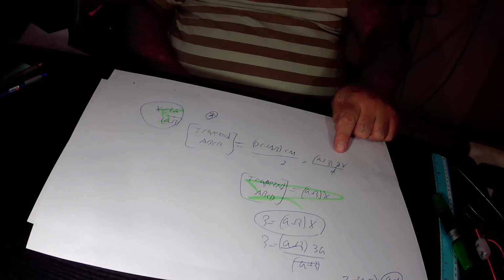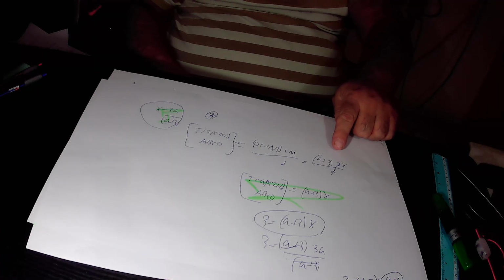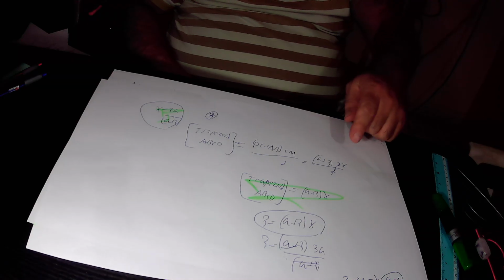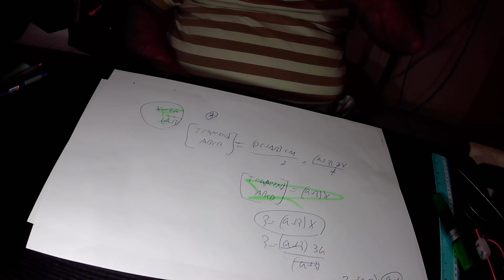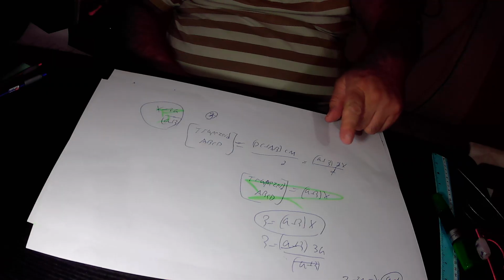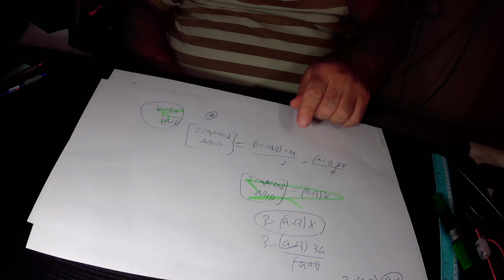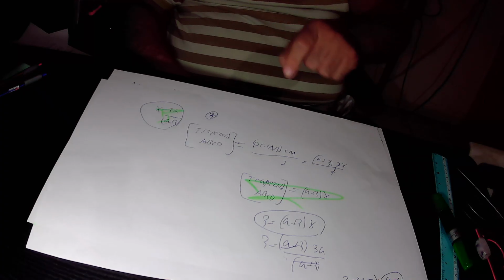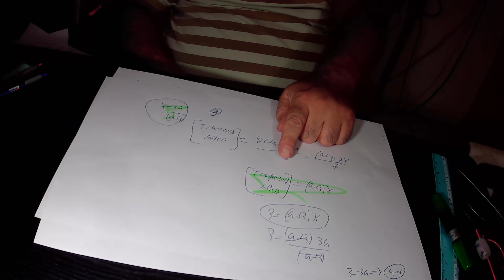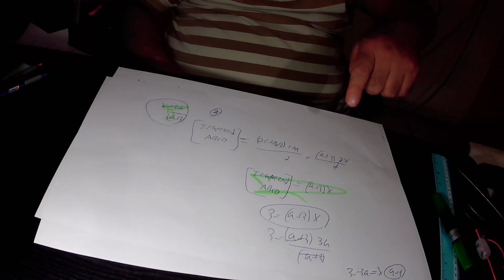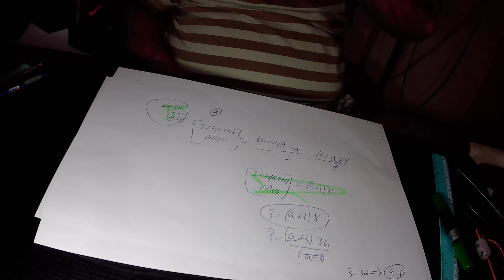We have 2 in the numerator and 2 in the denominator, so 2 gets cancelled, and we have only (a + 3) times x. So in total, the area of trapezoid ABCD equals (a + 3) times x square units in size. But it is given in the question that the area of trapezoid ABCD equals 3 square units. So we can substitute the area of trapezoid ABCD by 3, and we found that 3 equals (a + 3) times x.